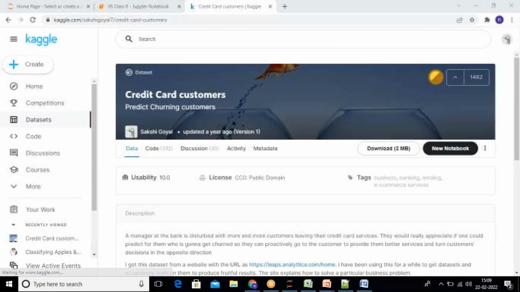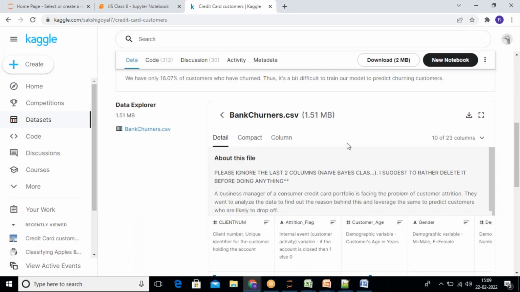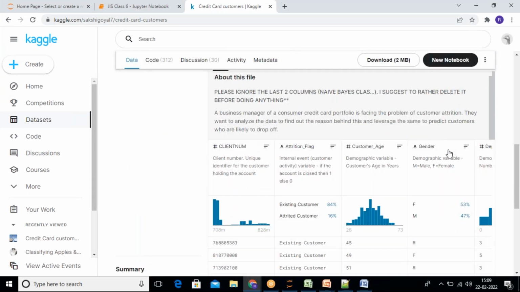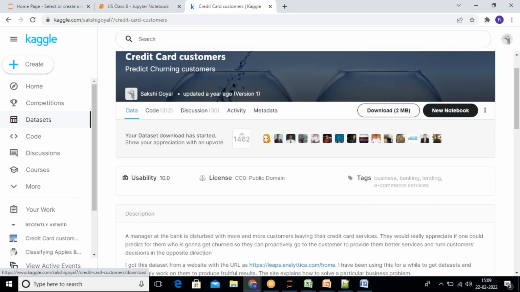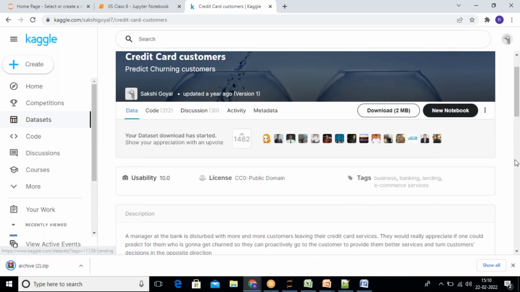In the meantime, I just now found one data set. See, credit card customers, credit churning customers, credit card customers. This is the data set. Data set size is 2 MB, so I am basically downloading 2 MB. See, it's getting downloaded. Very good. Downloaded.